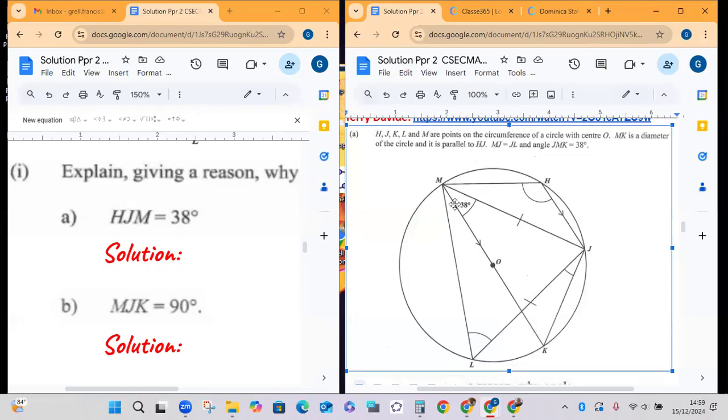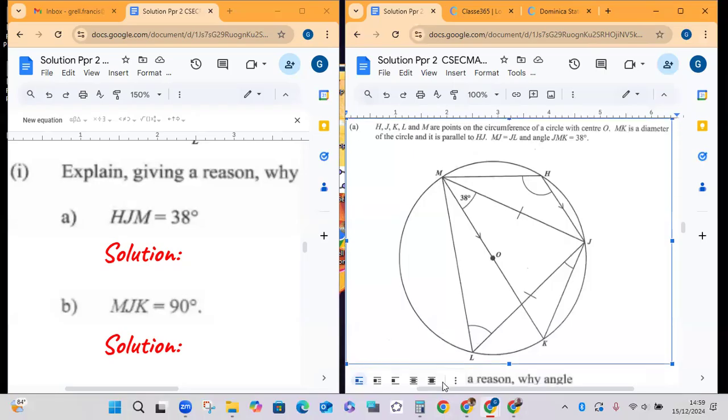There's another cyclic quadrilateral, MHGK. So H and L add up to 180 degrees. Okay, this angle there, MLG, and HM add up to 180 because there's another cyclic quadrilateral. Okay, so all this you can take note of.